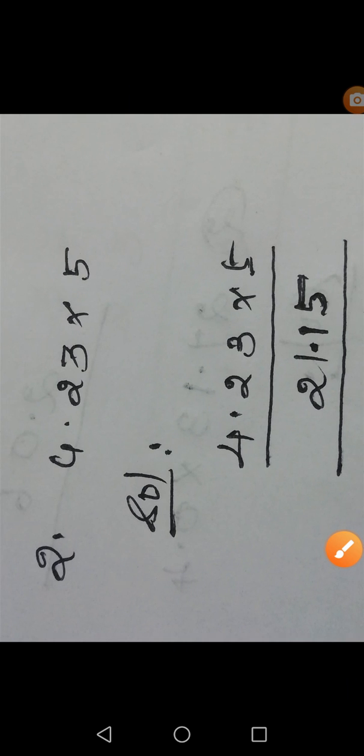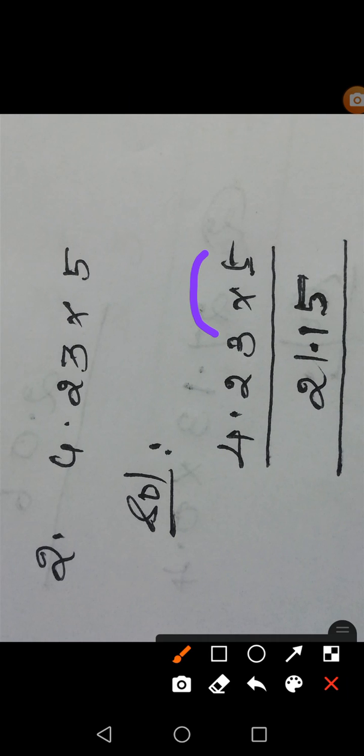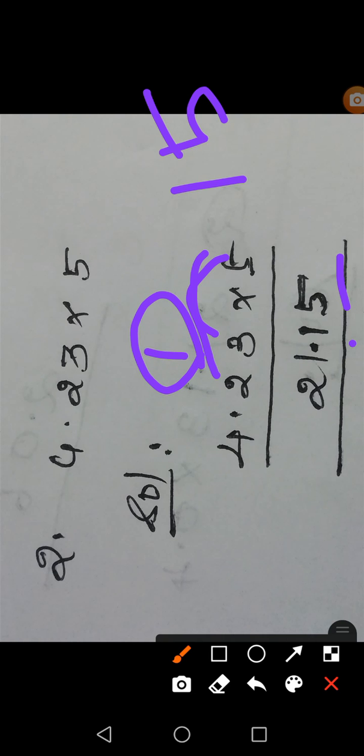Then one more question. 4.23 into 5. So 4.23 multiplied by 5 means we use the fifth table. So 5 threes are 15. 15 means one digit we write, and remaining 1 we carry. Next 5 twos are 10. 10 plus 1 is 11. 11 means we write one digit, and the remaining 1 we carry. Then 5 fours are 20. 20 plus 1 is 21. 21 we write it.